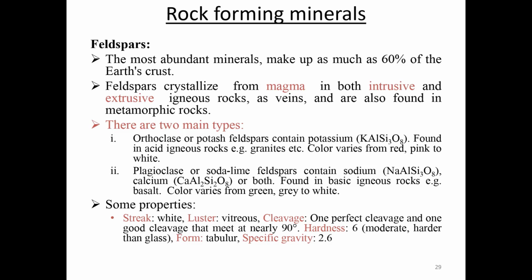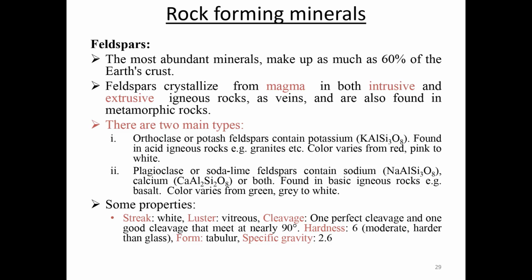There are two main types. 1. Orthoclase or potash feldspars contain potassium, KAlSi3O8. Found in acid igneous rocks, e.g. granites, etc. Color varies from red, pink to white. 2. Plagioclase or soda-lime feldspars contain sodium, NaAlSi3O8, calcium, CaAl2Si2O8, or both. Found in basic igneous rocks, e.g. basalt. Color varies from green, grey to white.